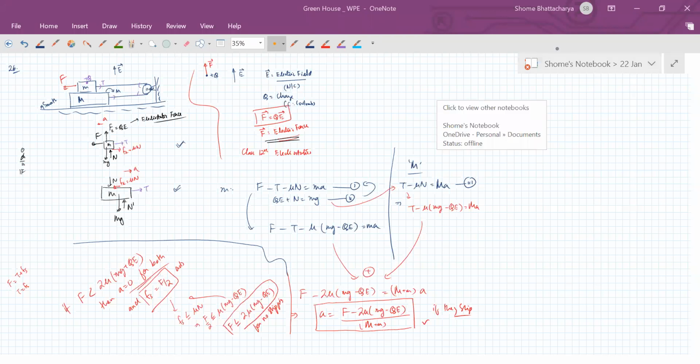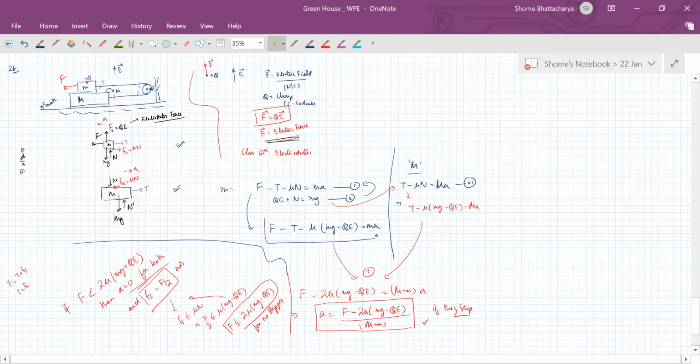Okay, so solving equations 1, 2 and 3, which we have done here. Substitute the value of normal reaction from equation 2 in equation 1. That is giving you this equation. And then this equation and this equation, again you are substituting normal reaction here, so you're getting this one in equation 3.